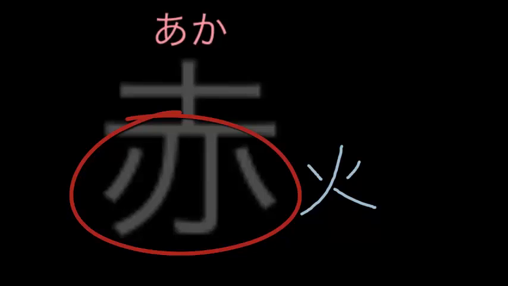Now we've seen a variation of this in the character for black, but this is a slightly different variation. It's almost the same. It's still 4 dots on the bottom, but the stroke order is a little different, and it possibly looks a little closer to the original character for fire. Let's look at the stroke order now.